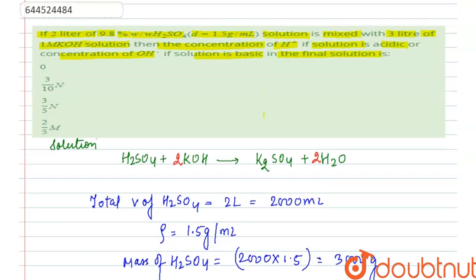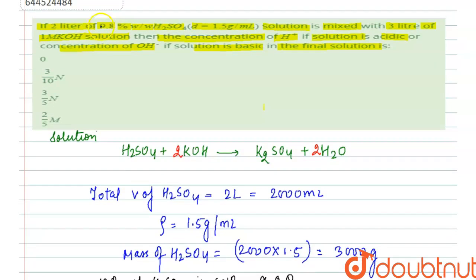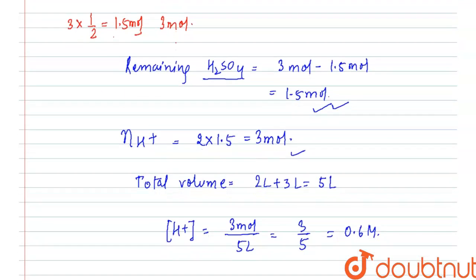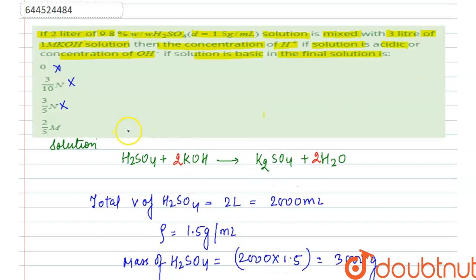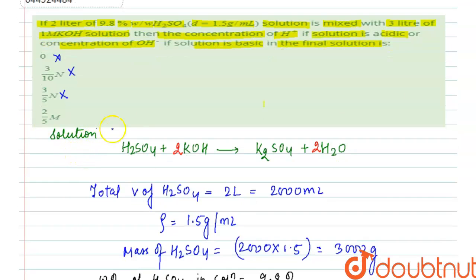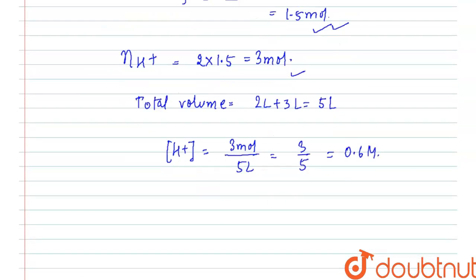Now let us have a look at the options. This one is incorrect. We have 3 upon 10, and we have 3 upon 5. The correct answer will be 3 upon 5 molar. The unit in the option needs to be corrected, so it is a misprint. So this is 3 upon 5 molar, and this is the correct one. 2 upon 5 is incorrect. So 3 upon 5 molar, the third option, is the correct one. There is a misprint in the question. So this is how we can solve this question.